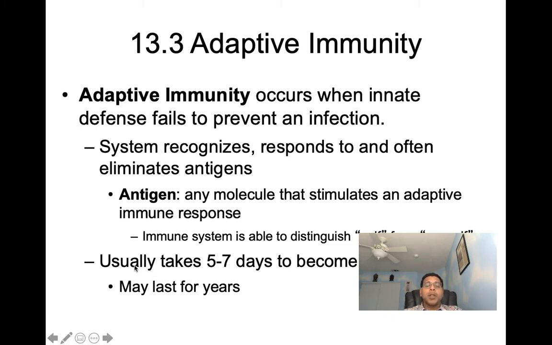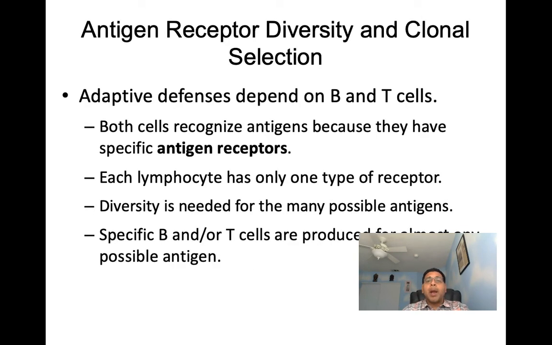Adaptive immunity usually takes 5 to 7 days to become fully activated, and once activated, it can last for years. The adaptive immune system depends primarily on B cells and T cells. Both of these cells are capable of recognizing antigens because they have specific antigen receptors. B cells become plasma cells, which then secrete antibodies. Defense by B cells is also called antibody-mediated immunity. Some B cells become memory B cells, and they function in long-term memory.